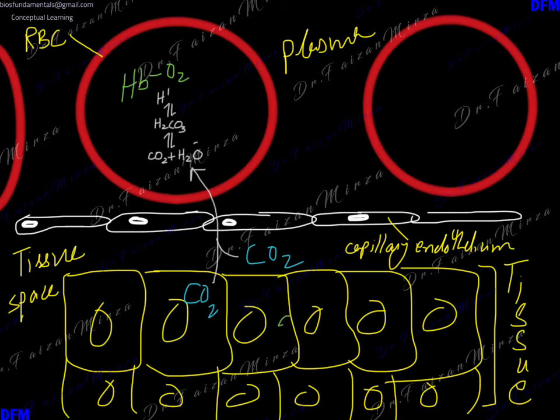It forms H2CO3 by combining with water. H2CO3 dissociates to form H plus ion and bicarbonate ion. Bicarbonate ion goes into the plasma, and chloride ion enters the red blood cell. This is called the chloride shift.